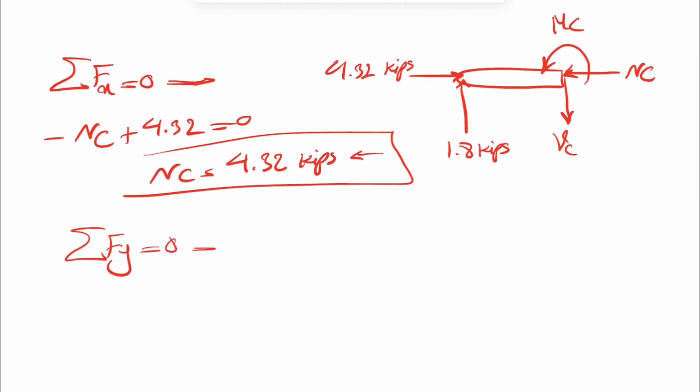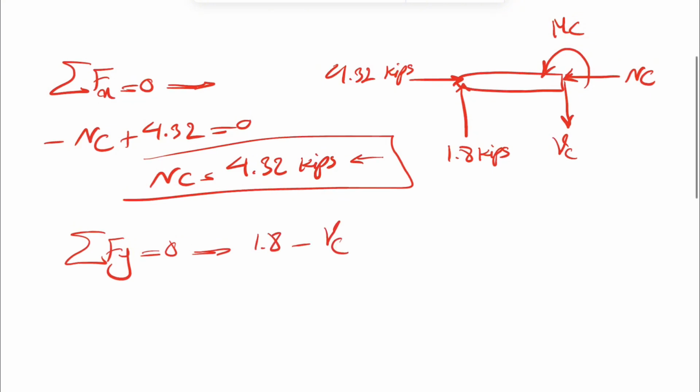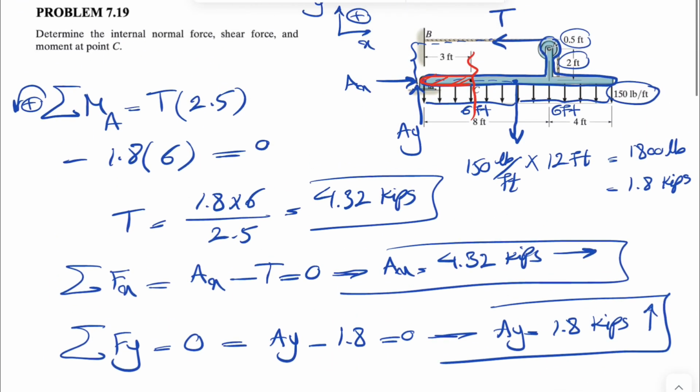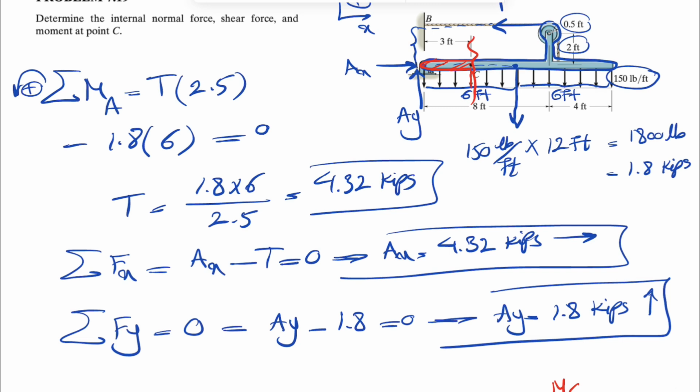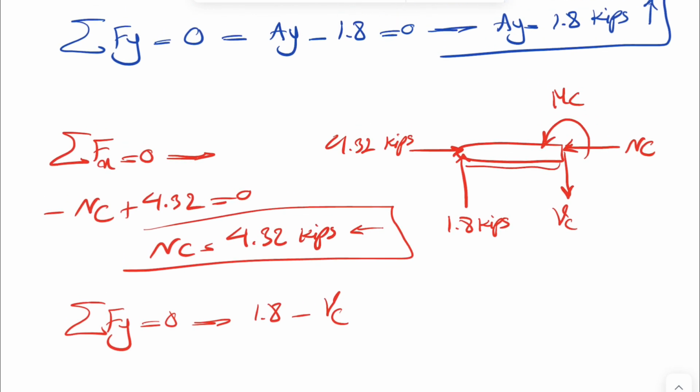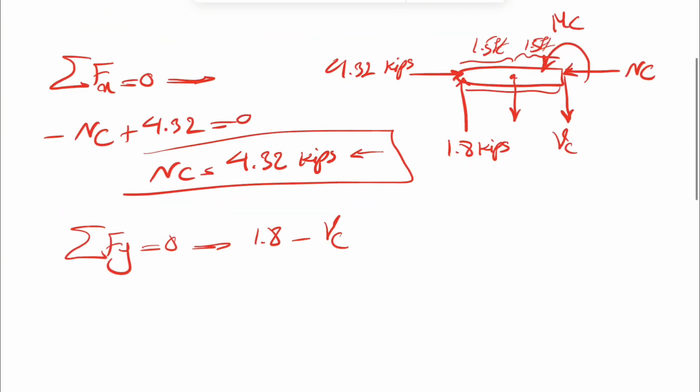Sum of all forces in y equals 0. 1.8 minus VC, and I forgot one thing in here. We have half of that, or I should say this part of the distributed force in here. So we are dealing with this rectangle, which has a side of 3 feet. So we have 3 feet in here, and we have the same force. It's going to be applied exactly at the center, so 1.5 on each side.